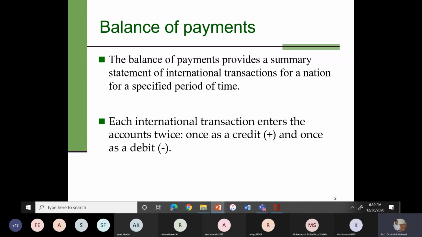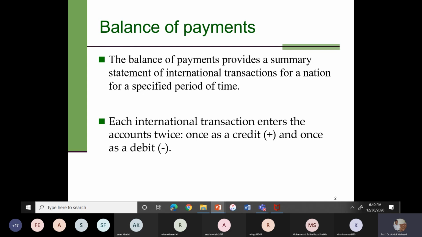Okay. There are some other transactions that cannot be included in balance of payment, like smuggling. Through smuggling, there are some transactions. So because there is no record, this transaction cannot be included in balance of payment.